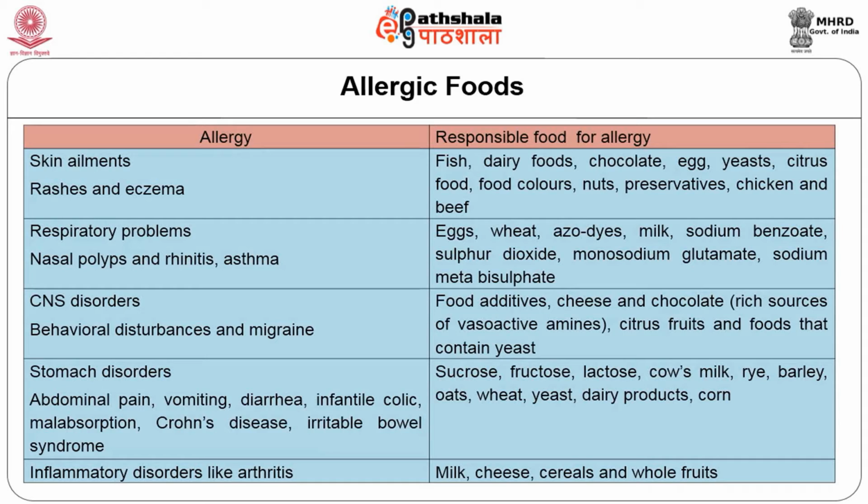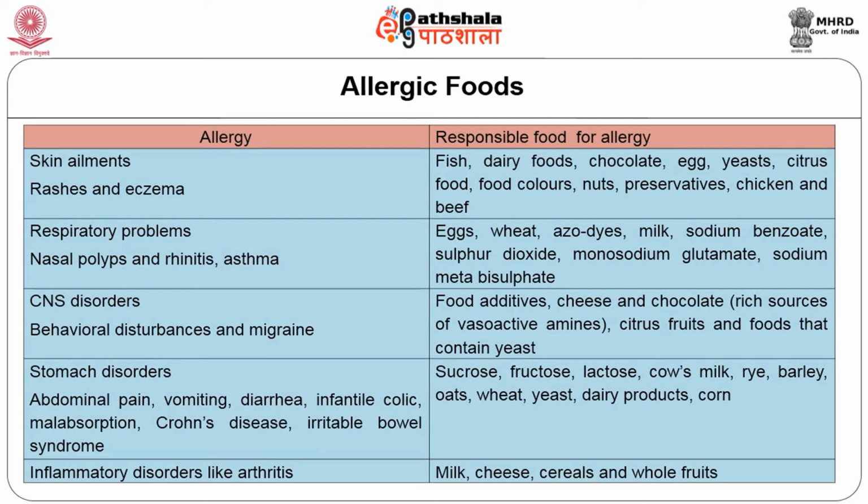Consumption of fish, dairy foods, chocolates or any kind of cocoa product, egg, yeast, citrus food, food colors, nuts, preservatives, chicken and beef may create some kind of rashes and eczema. Intake of egg, wheat, azo dyes, milk, sodium benzoate, sulfur dioxide, monosodium glutamate, sodium bisulfate may lead to nasal polyps, rhinitis and asthma. Food additives, cheese and chocolate, which is a rich source of vasoactive amines, citrus fruits and foods that contain yeast may change the behavior of an individual and may lead to migraine also.